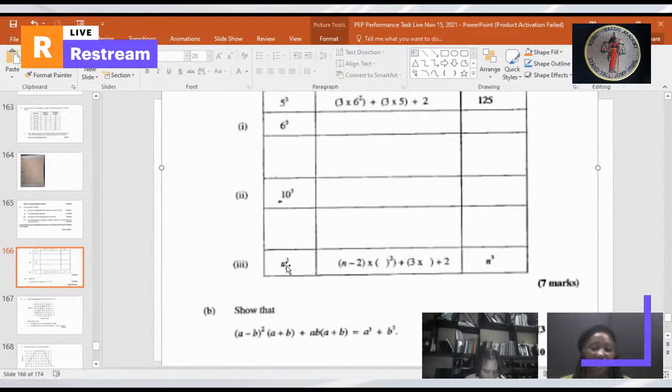All right. So here now at I, they want the general formula, right? Yes, miss. So we know that for the first term, we take 2 from whatever n is. For the second term, we add 1 to the n, so it will be n plus 1. For the third term, we put back n. So it will be n minus 2 times n plus 1 plus 3 times n plus 2. And that gives n cubed. All right, do you understand?